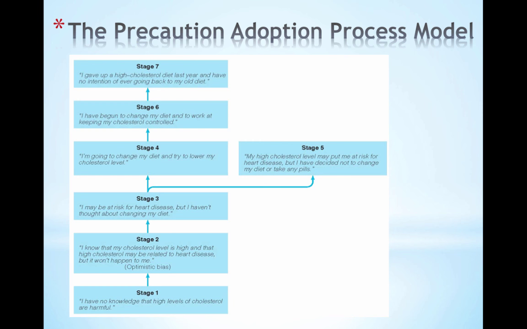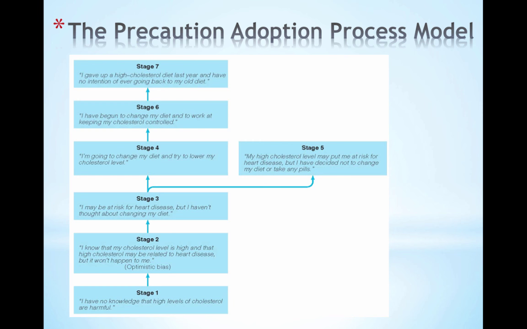So this model says that stage 1 is going to be, I have no knowledge that I'm at risk. So this person is going along, doesn't even realize that whatever their actions are bad for their health. So someone who eats, in this example, a high cholesterol diet, right? Or a person who eats fast food every day. They don't even really see it as a problem, right? My body needs food, I eat the food, no big deal.